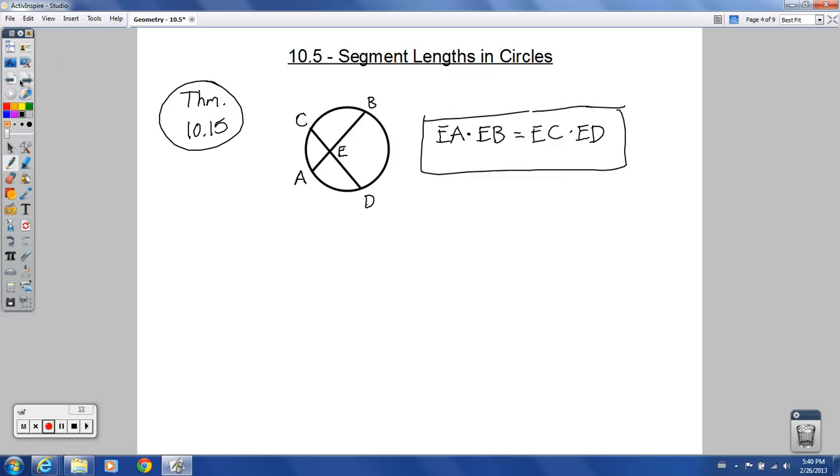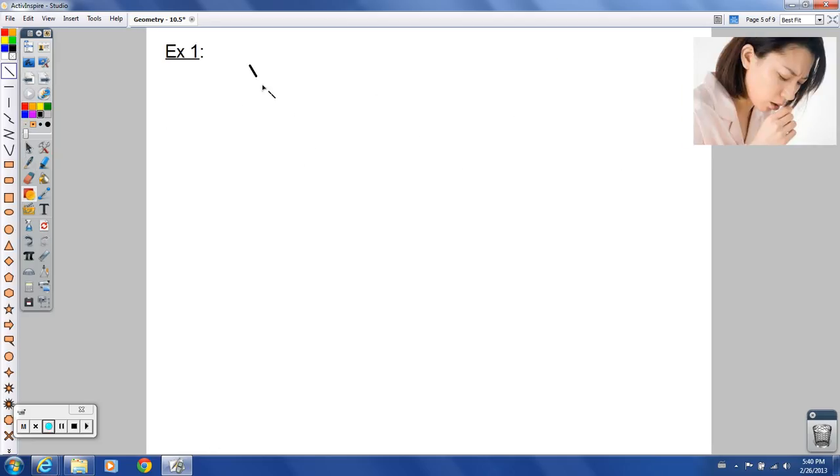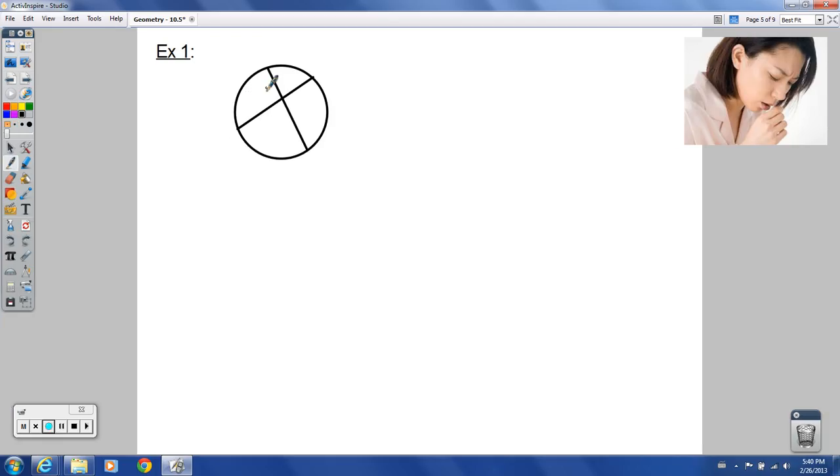And let's check out an example where we use that theorem. So here's example 1. Draw a circle, decent size. Draw in a couple of chords that intersect, and make your picture look like mine as best you can. Let's call this X right here. Let's call this 9. This is going to be point C. This will be O, U, G, and H.